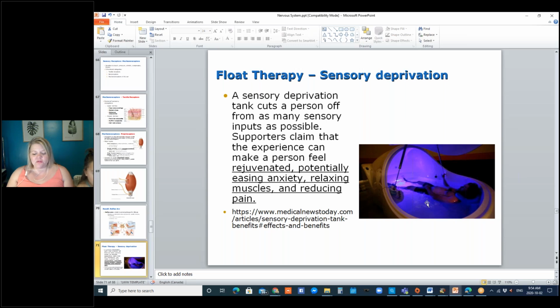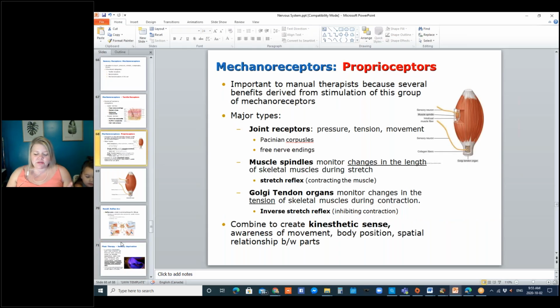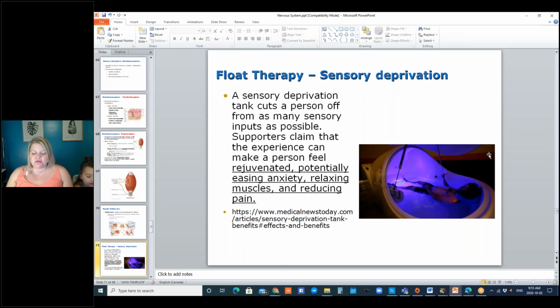There's no lights. You're floating in highly magnesium concentrated water, which gives you buoyancy, taking the pressure or the stimulation off of these proprioceptors and less input to the central nervous system, where some funky things can actually happen. There's also no special senses happening either, because you're usually wearing earplugs and there's no lights on, so that's also an added sensory deprivation.